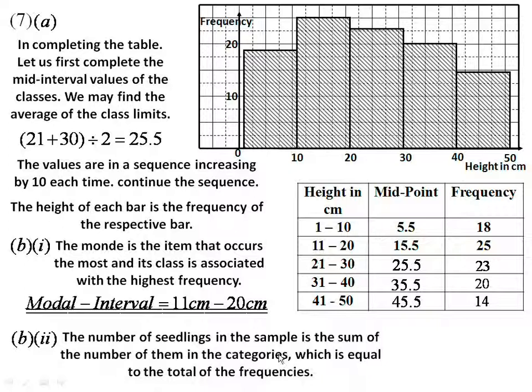The number of seedlings in the sample is the sum of all the number of items in the categories, which is equal to the total of the frequencies. So the total number of seedlings will be the total of all of these numbers. And that turns out to be, when we add them, 100. I was looking a bit at it and thought that the sum looked a little bit different from 100. But 23 plus 14 gives us 37. And then we have another 18 with the 37. And that should give us 55. And then we have another 20, so that's 75, and 25 is 100. That's not difficult.